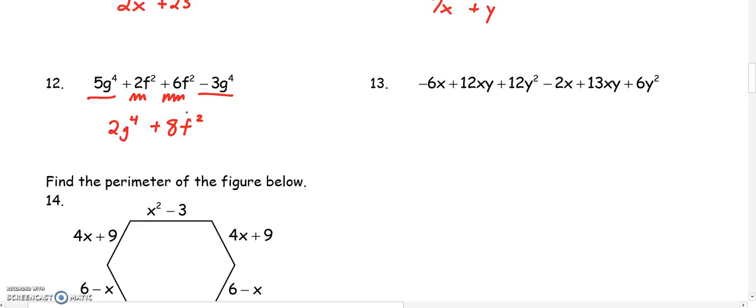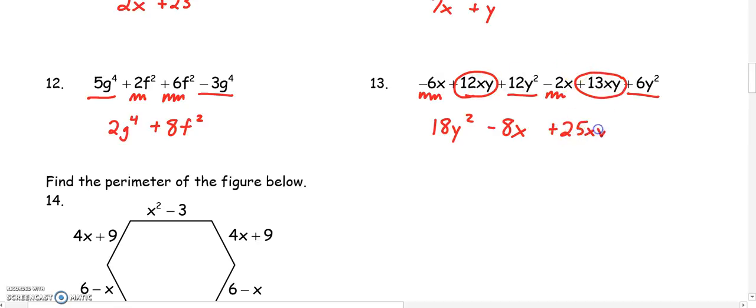Number 13, negative 6x plus 12xy plus 12y squared minus 2x plus 13xy plus 6y squared. So first I'm going to see my biggest exponent is the y squared. So 12y squared plus 6y squared gets us 18y squared. Notice again, the exponent does not change. We also have variables that just have x's. So negative 6x minus 2x is negative 8x. And last we have two terms that are xy. So 12xy plus 13xy gets us 25xy.